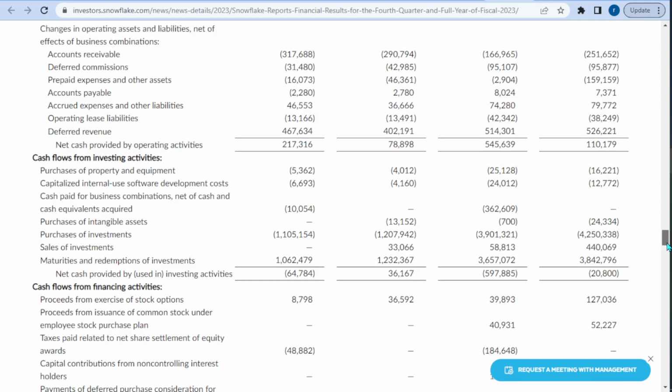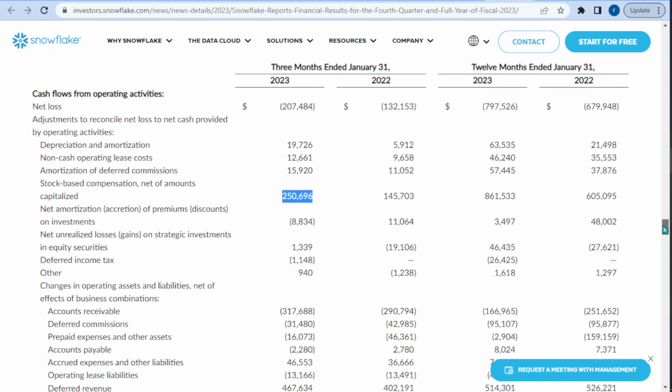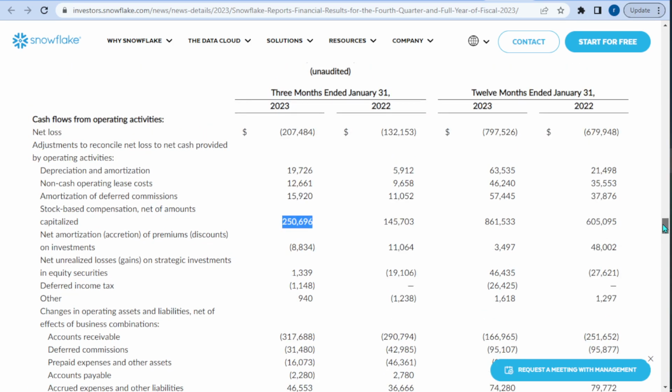So going up again, let's remind you how much that is. That stock-based compensation is $250.69 million. Now that is just for one quarter. Look at the 12 months ended January. So this is the entire year. If you're looking at the entire year, this number is not that great. So for this entire year, $861.5 million went into stock-based compensation. So yeah, good Lord, that's a lot of dilution there.